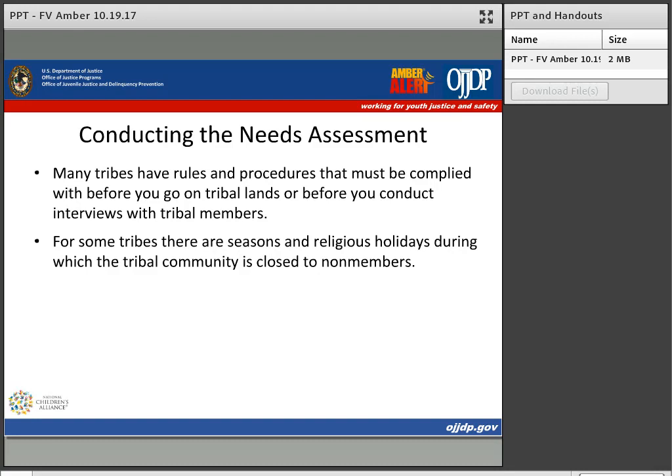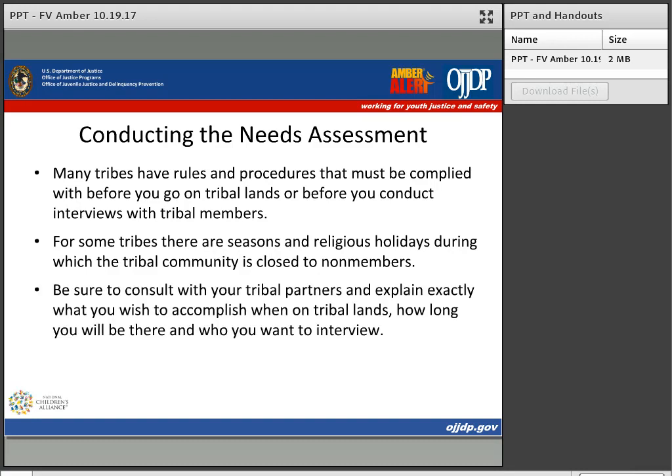Always keep in mind that for tribes there may be seasons that are specific to religious or holidays where the tribe is closed to community members and where it's not appropriate to go on site. You need to understand these things ahead of time, and that's why it's so important to create those relationships with people from the community that are going to be your partners, that you can explain what it is that you wish to accomplish and how long you need to be there, who you want to interview, and then they can provide the guidance on the best way to do that.